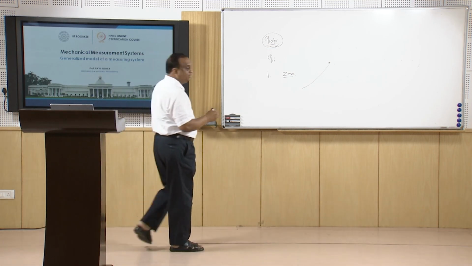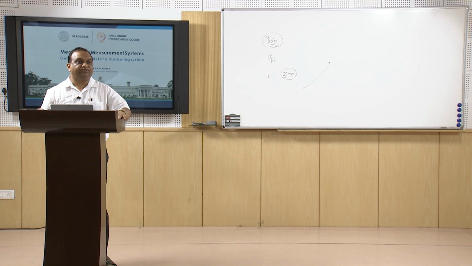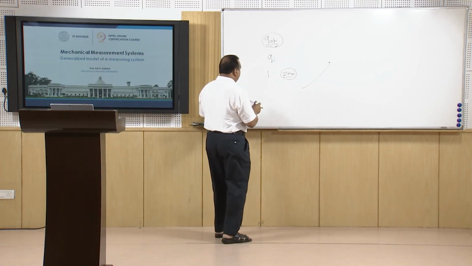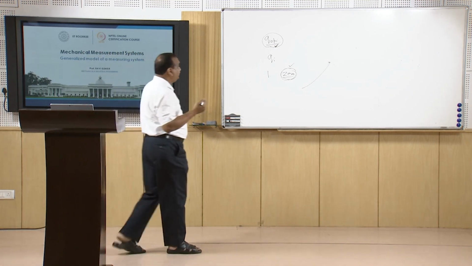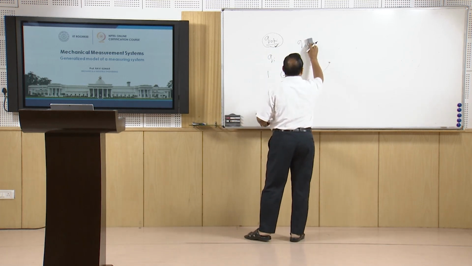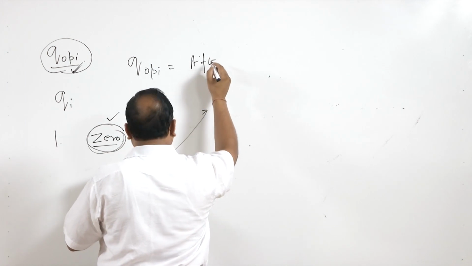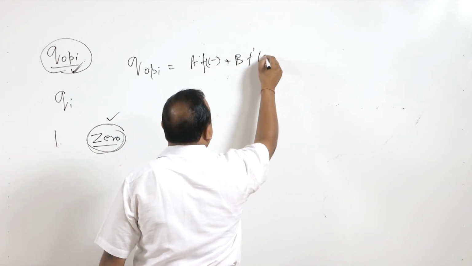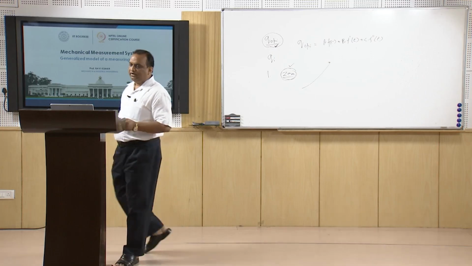But in the previous two cases, when the higher order derivatives are zero, and when the higher order derivatives have the same functional form as the lower order derivatives, in those cases we can find the solution of the particular integral with the help of undetermined coefficients. And in that case, the solution of the particular integral is going to be A f(t) plus B f dash(t) plus C f double dash(t). It will be in this form.